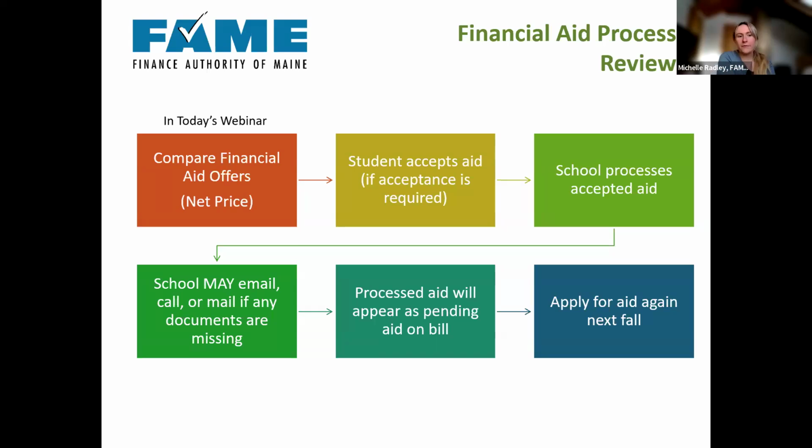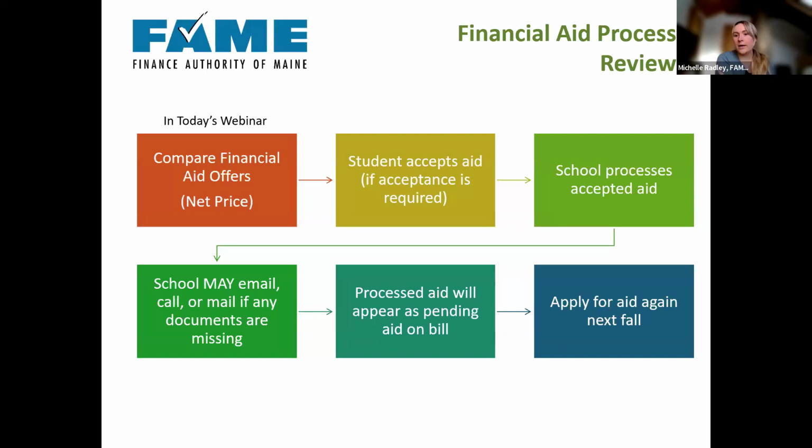At that point, after somebody has sat down and compared all their different offers for aid, that's the point at which the student, if necessary, would accept aid from the school. So make sure the student has set up things like their school email, their school portal, if any additional documentation is needed, or if, again, they do need to accept aid. At that point, the school then processes the accepted aid.